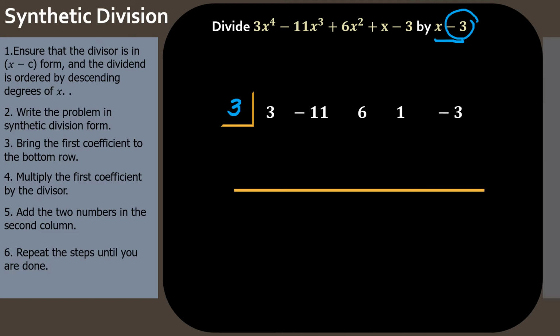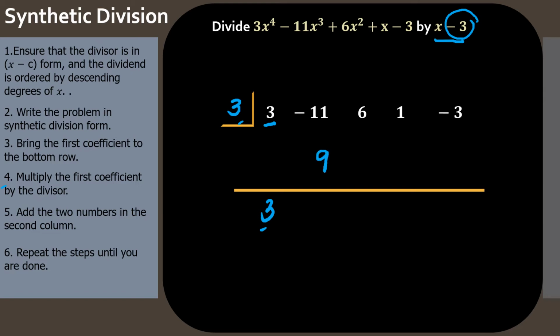Punta na tayo sa number 3 procedure natin. We have to bring the first coefficient to the bottom row. So, ang 3 na to ay ibababa natin dito. We have 3. And then, sa number 4 procedure, multiply the first coefficient by the divisor, or actually by c. Yung 3, na ibinaba natin kanina, ay i-multiply natin kay 3. So, 3 times 3 is 9, at dito natin siya ilalagay sa tapat ni negative 11.